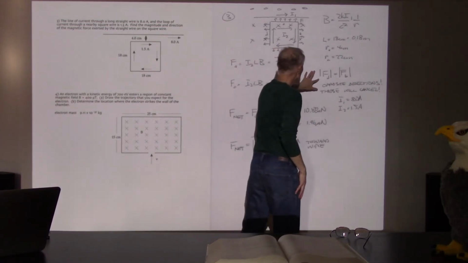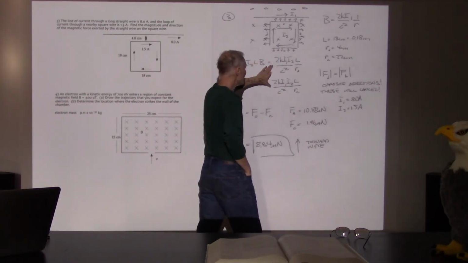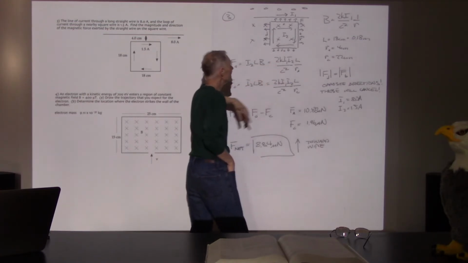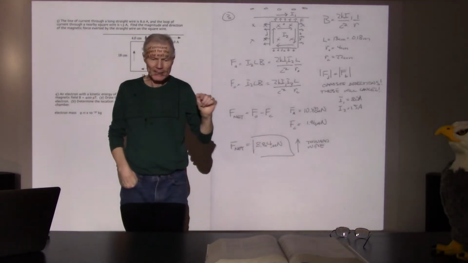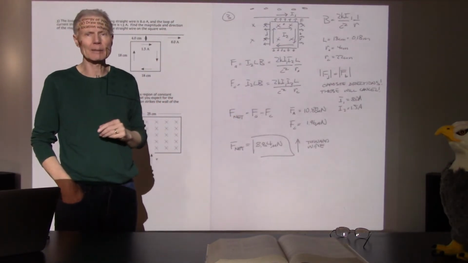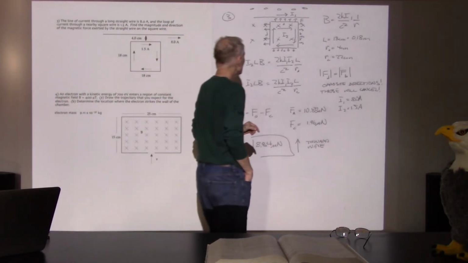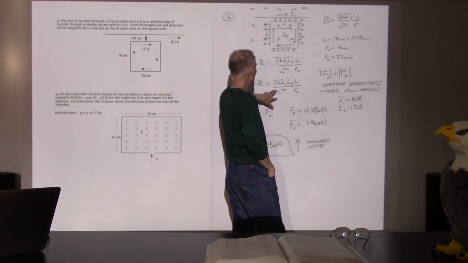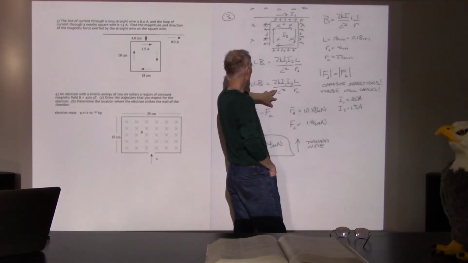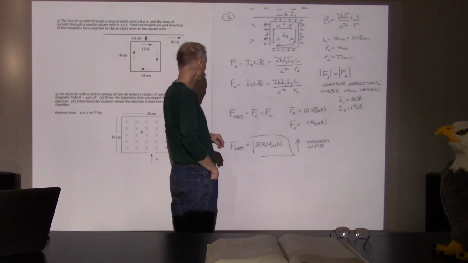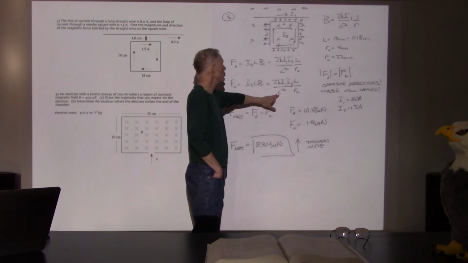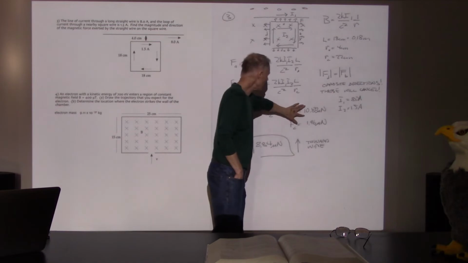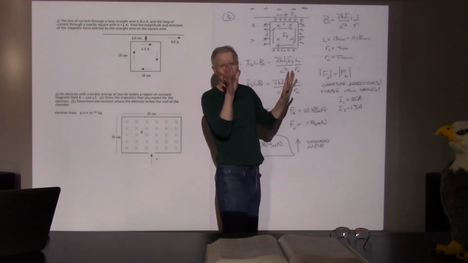So these have canceled out, and putting numbers into each of these and getting everything in there correctly, little k is still 8.99 times 10 to the 9th, or round off to 9 times 10 to the 9th, works well. L was 0.18 meters. C is our space-time conversion factor. It's the speed of light. This is 3 times 10 to the 8th. And I ended up with 10.8 micronewtons.